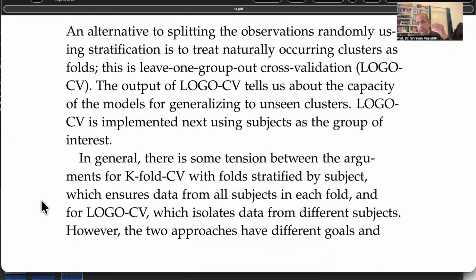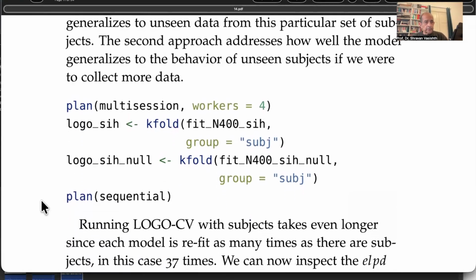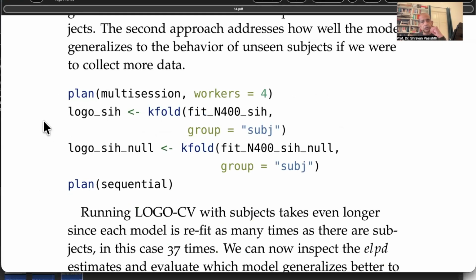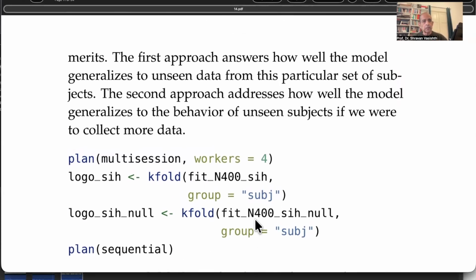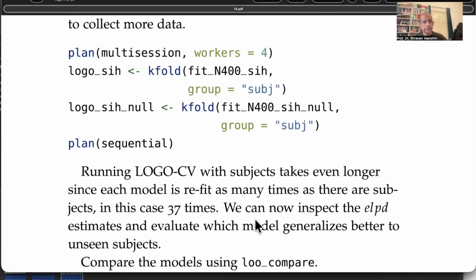So here, of course, as I mentioned, the question being asked is different. The question being asked is whether we can generalize beyond the subjects that we have seen. All right, so again, we use the future package to speed up stuff. And now, when we use the k-fold function, we don't need to say stratify because we are going to just leave a group out. So that's what the function does if you don't specify the stratification parameter.